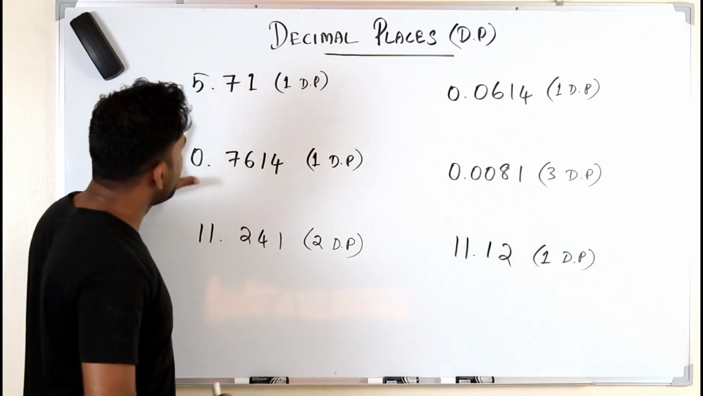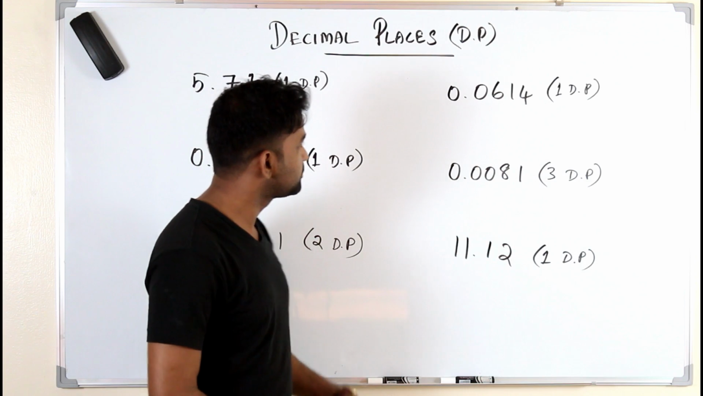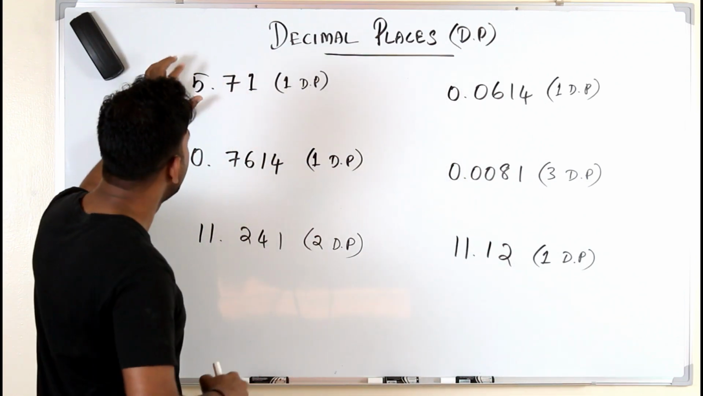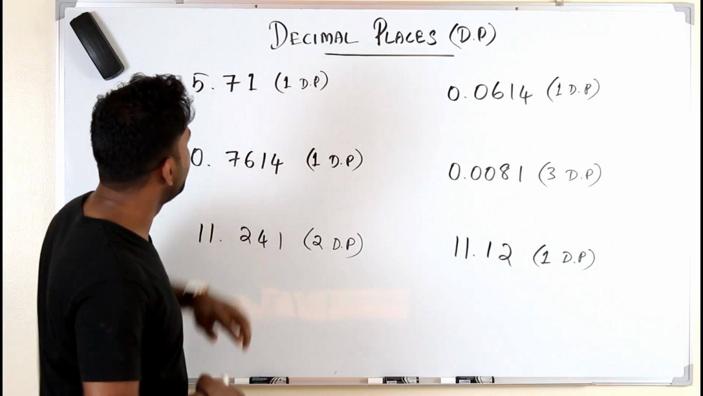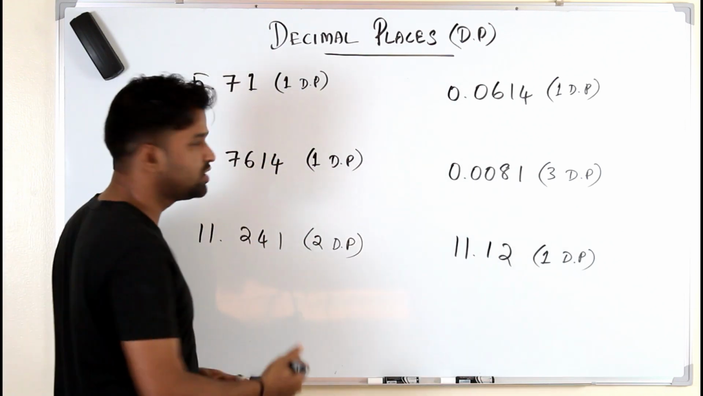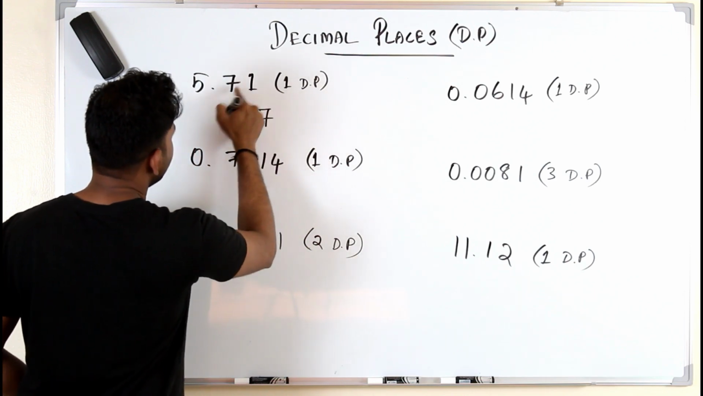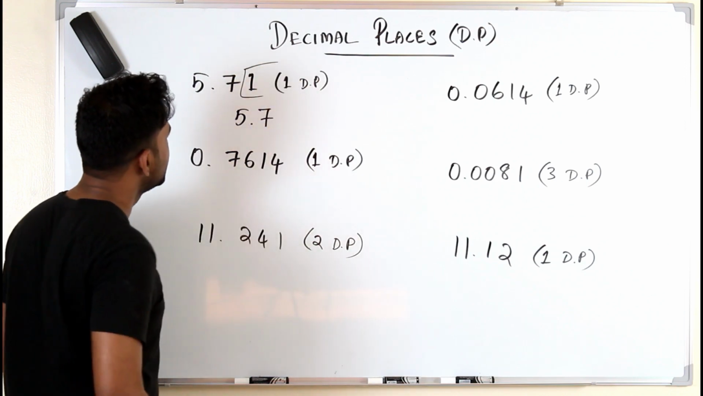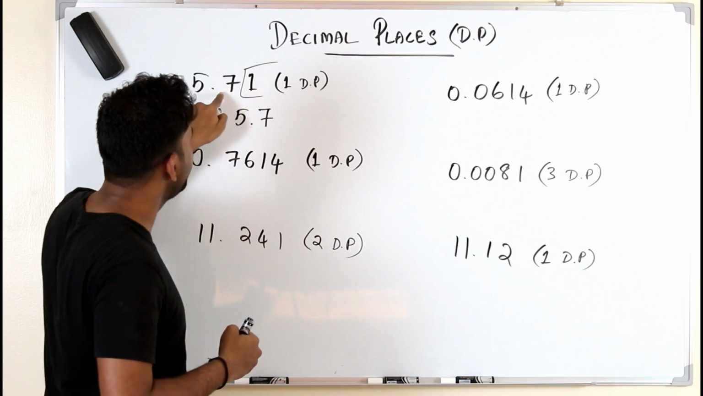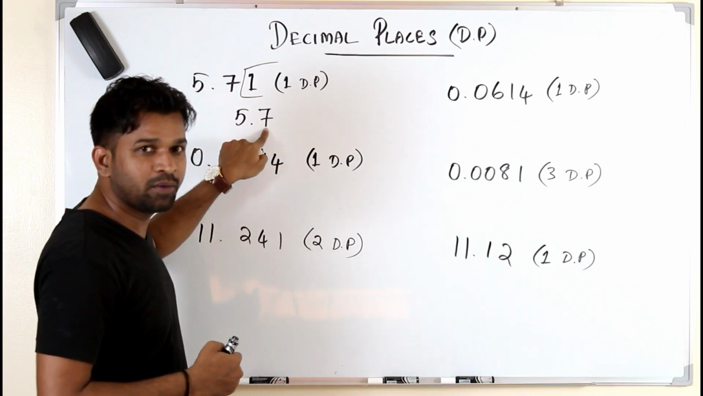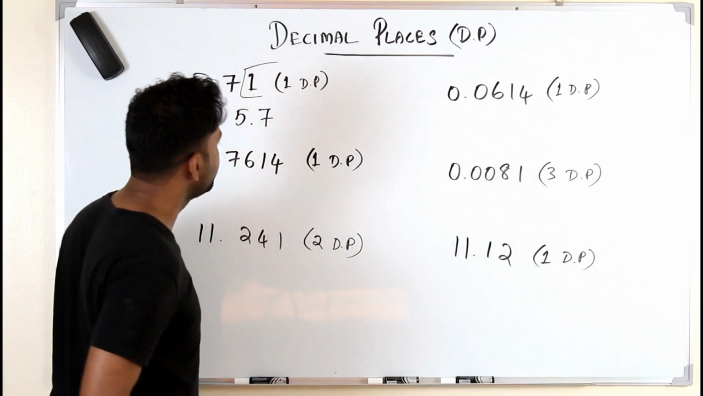So we have a few numbers here. We are going to write the numbers in the given decimal places. So let's look at the first number, 5.71. And we must write this number in 1 decimal place, but it has 2 decimal digits. So the 1 decimal place is 5.7. You can omit the rest of the digits. But again, as we learned in significant figures, if the number is 5 or more than 5, you need to add 1 here. You cannot put 5.7 if it is 5 or more than 5. You need to add 1, so it becomes 5.8.